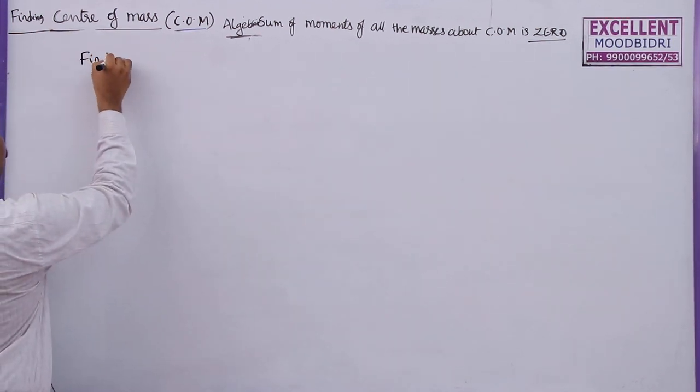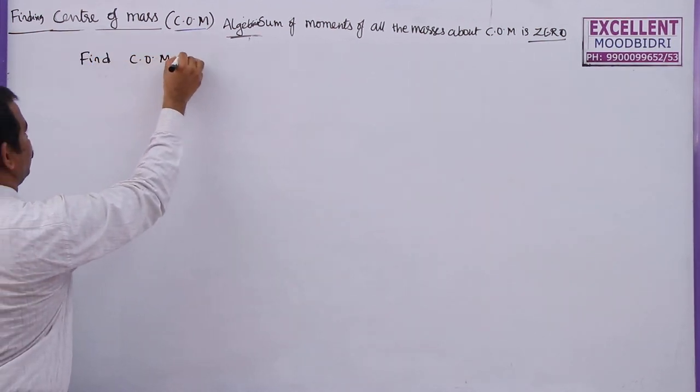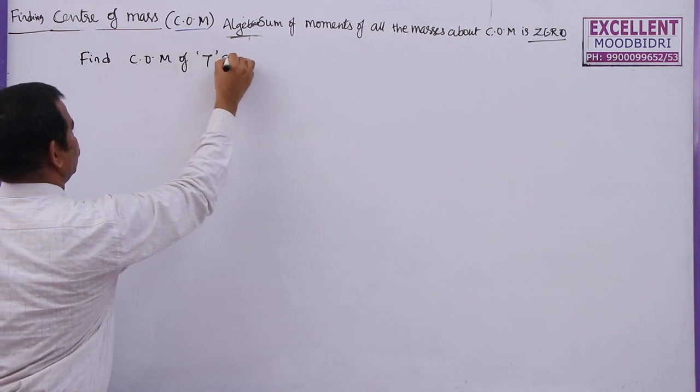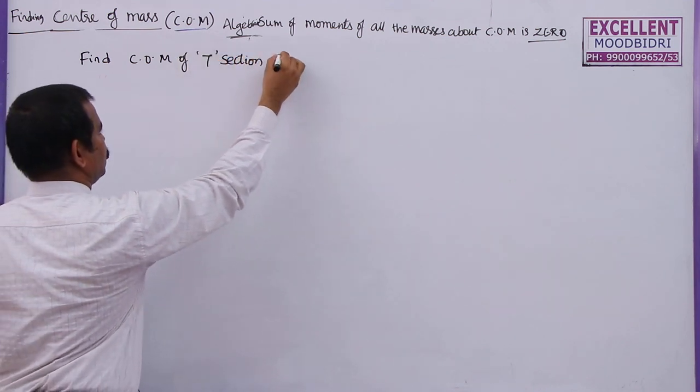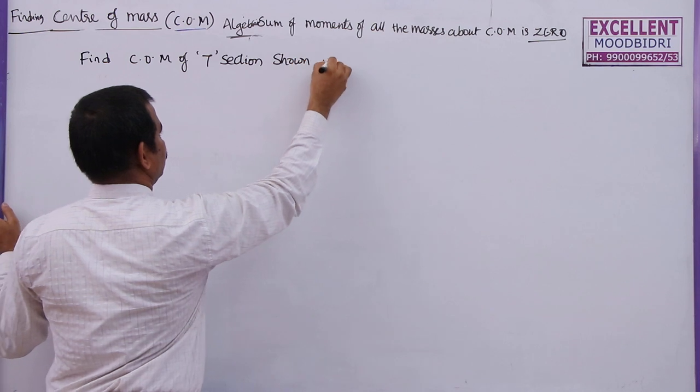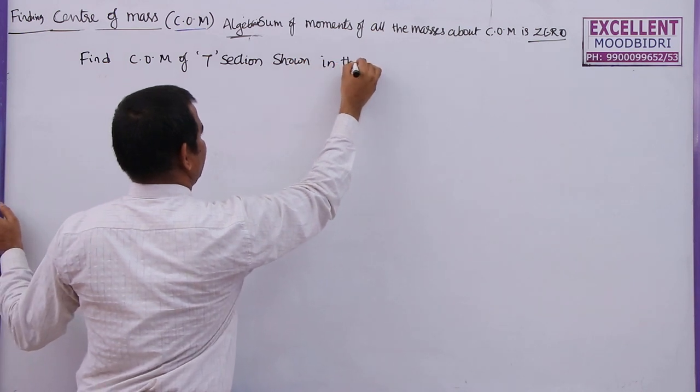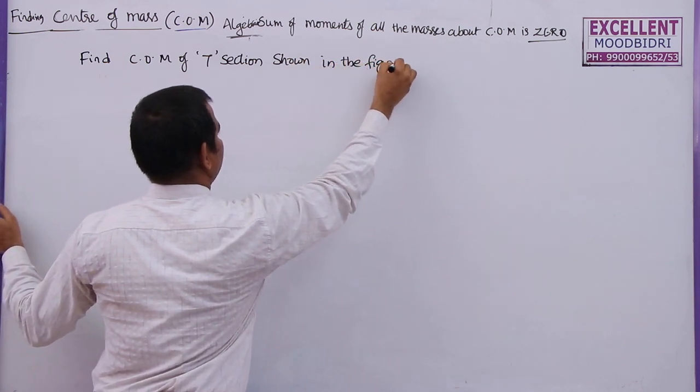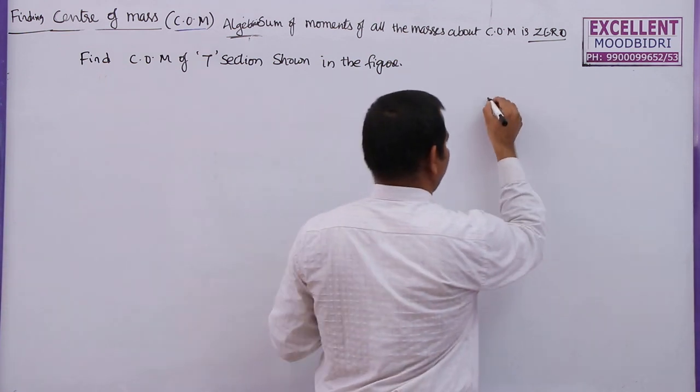Find the center of mass of the T section shown in the figure. So here one T section will be given.